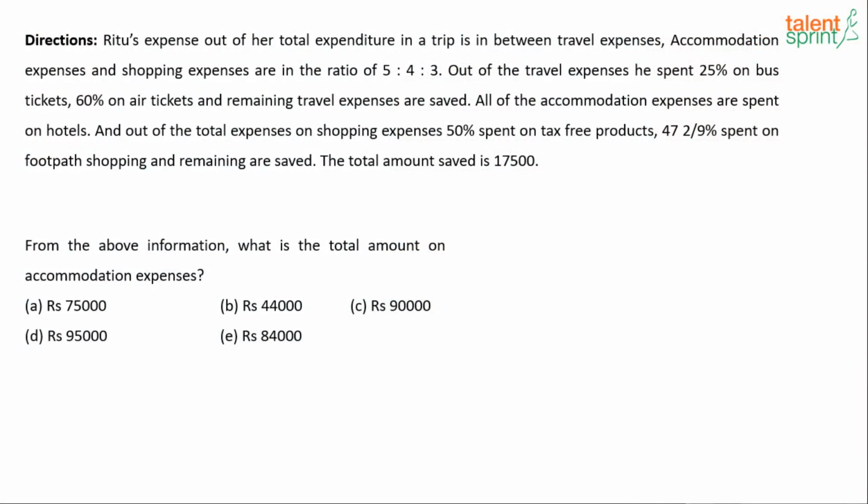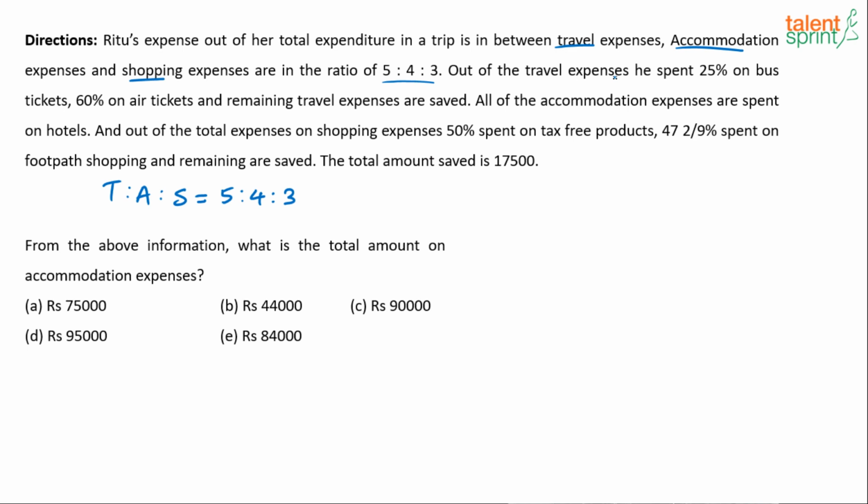Let's try this. Here's the question. Probably the last one. See what it says. Ritu's expense out of her total expenditure in a trip is between travel expenses, accommodation expenses and shopping expenses, and is in the ratio of 5:4:3. So what are we talking about? Travel, accommodation and shopping. TAS. The ratio is 5:4:3.